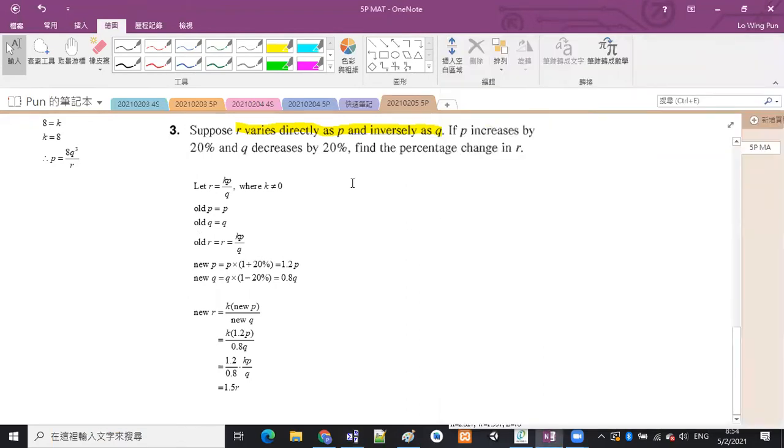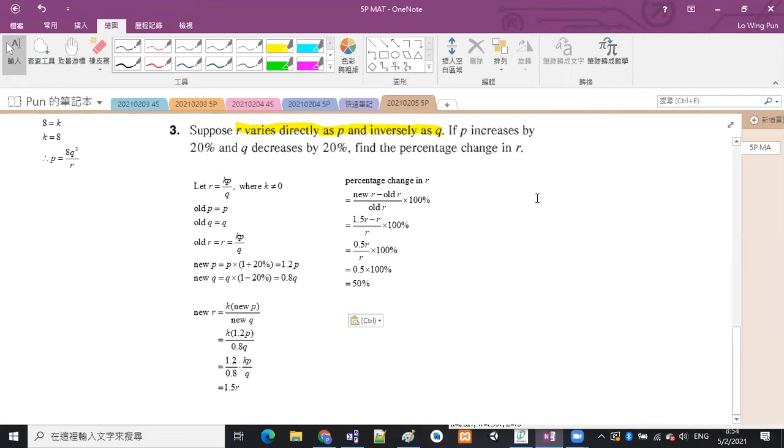Is that okay? So that is the percentage change in R, and it is a positive change. So the value of R is increased by 50%. Is that okay?